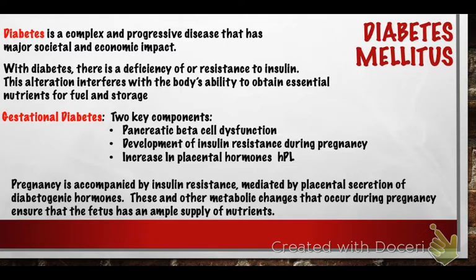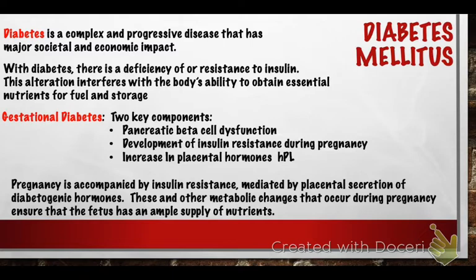So, normal pregnancy is characterized by increased peripheral resistance to insulin. This occurs in every pregnancy, and a compensatory increased insulin production results. In a woman with beta cell dysfunction before pregnancy, the body may be unable to mount a sufficiently robust beta cell response to pregnancy-mediated insulin resistance.